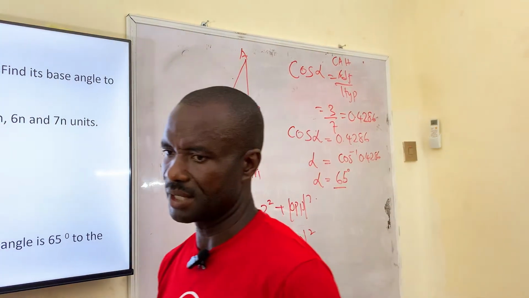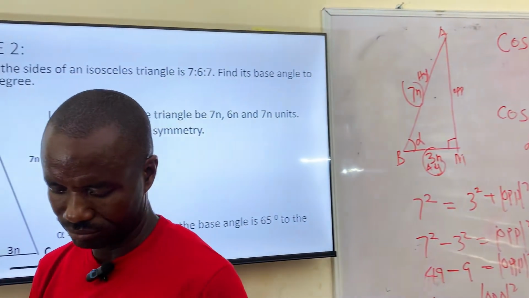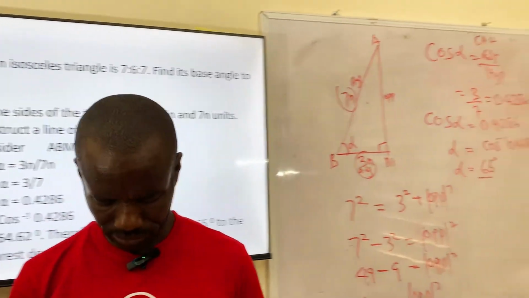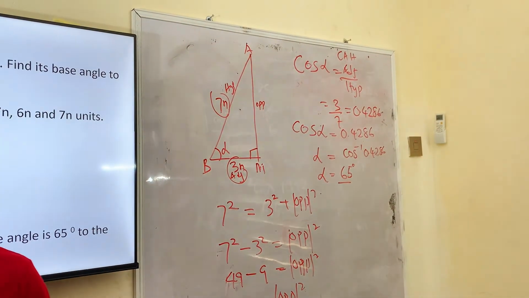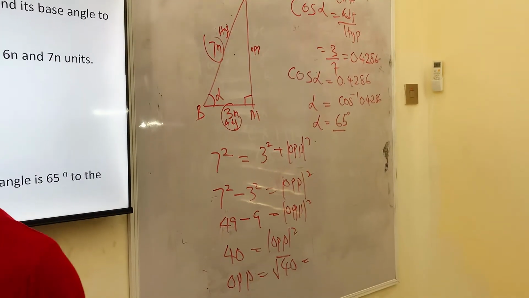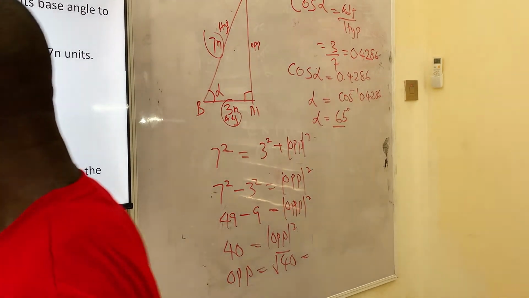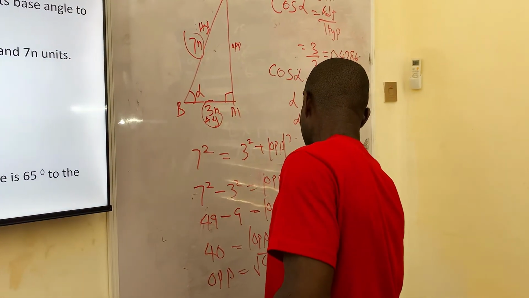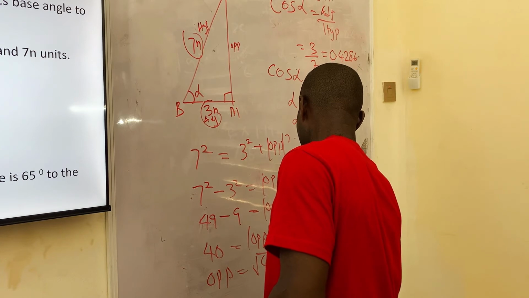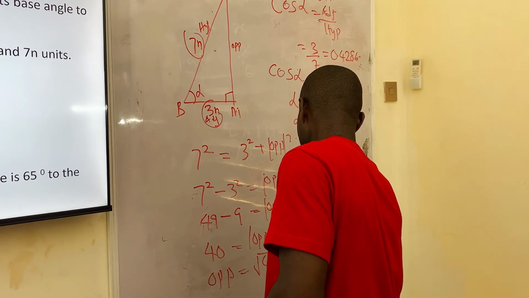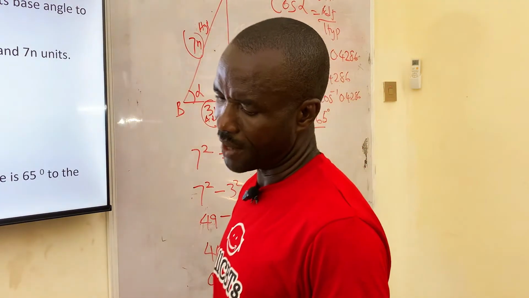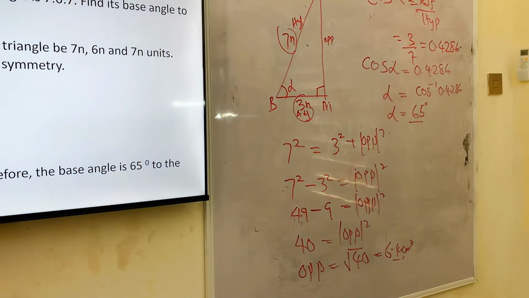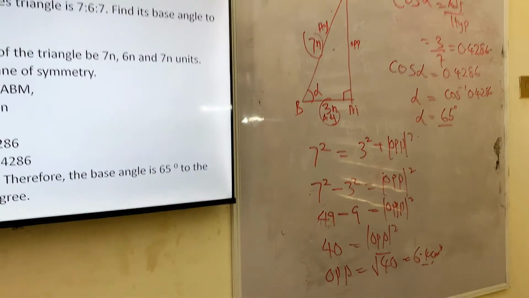Square root of 40, that gives you 6.4 thereabout cm³. All right, so let's go to the last example, which is example 3.